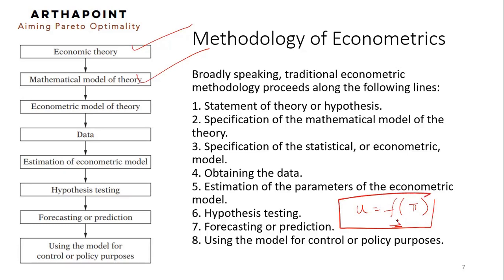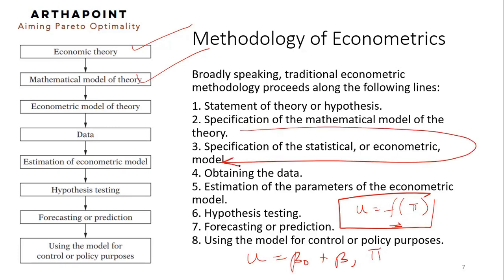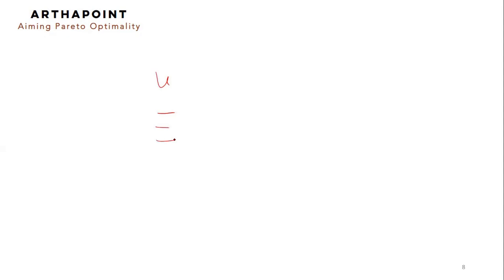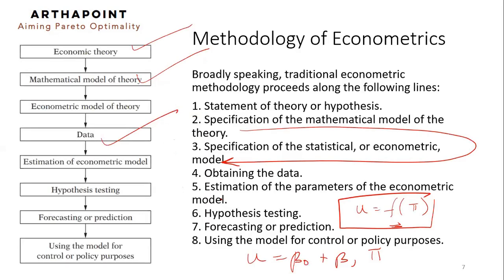I'm going to go ahead and obtain an econometric model for that. So I'm going to write this, that unemployment is beta naught plus beta 1 inflation. I'm going to convert this mathematical model into an econometric model. I'm going to collect the data. So I will have data that is going to tell me that, this is the unemployment, and correspondingly, these are the values of the inflation for those unemployments.